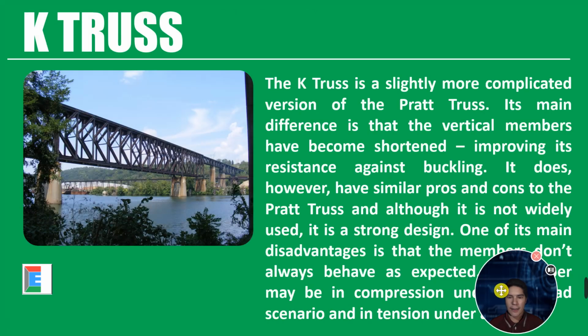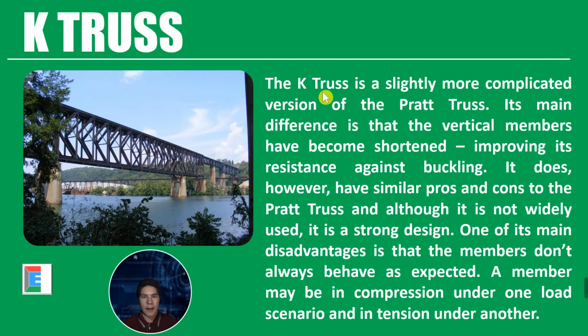We have also the K truss. The K truss is a slightly more complicated version of the Pratt truss. Its main difference is that the vertical members have become shortened, improving its resistance against buckling. It does, however, have similar pros and cons to the Pratt truss, and although it is not widely used, it is a strong design. One of its main disadvantages is that the members don't always behave as expected. A member may be in compression under one load scenario and in tension under another.